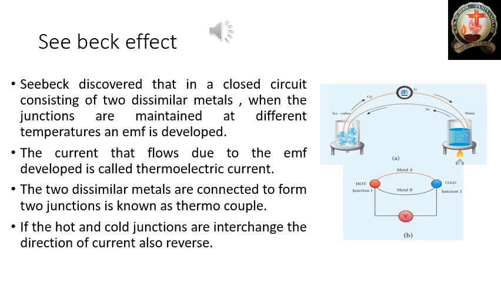That hot junction will move to the right side and the cold junction will move to the left side. What will happen? The direction of the current will also be reversed. Whatever amount of current is flowing through that electrical circuit, the total electrical circuit direction will be changed. So this is the complete explanation of the Seebeck effect. Please observe the diagram carefully at these points.